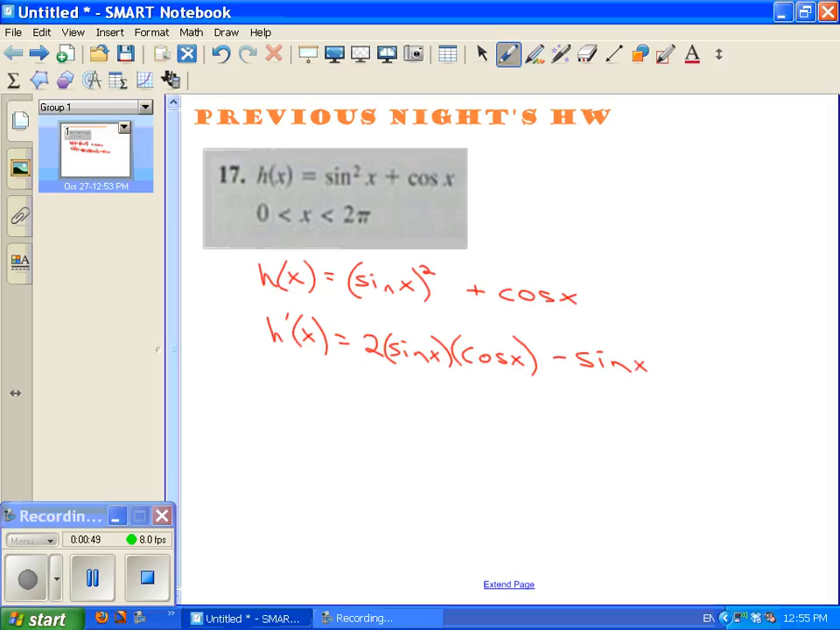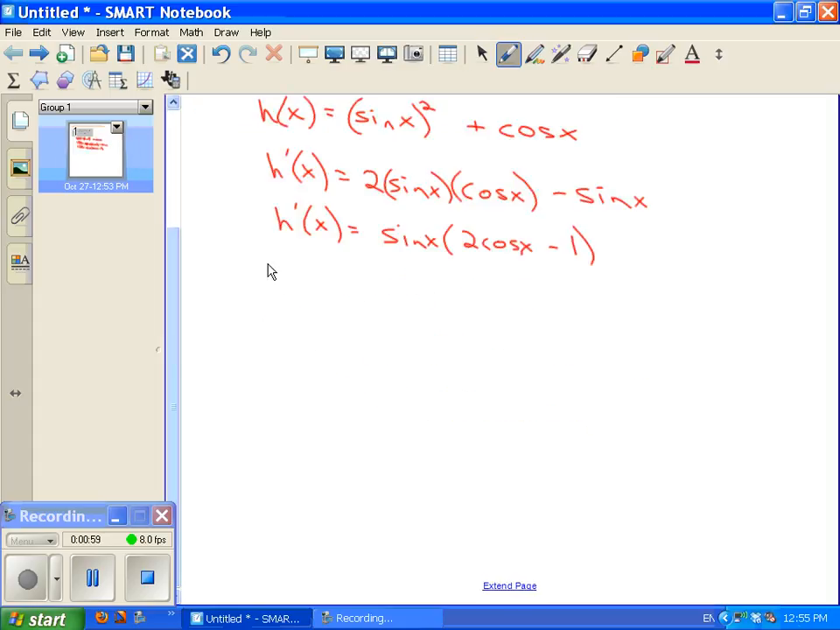Okay, now what can I factor out here? Sine of x, leaving me behind with a 2 cosine of x minus 1. And now I need to figure out when each one of these things is 0. This one's going to be 0. When is sine 0? At 0.